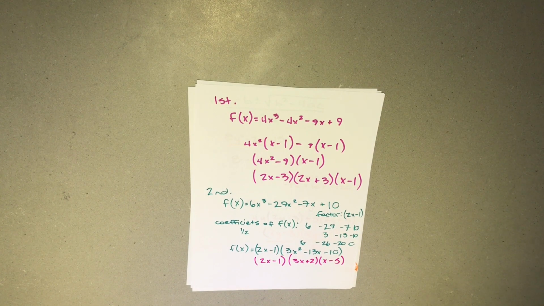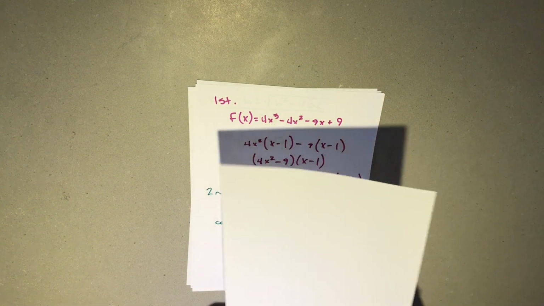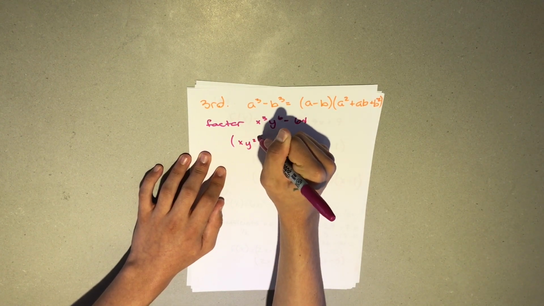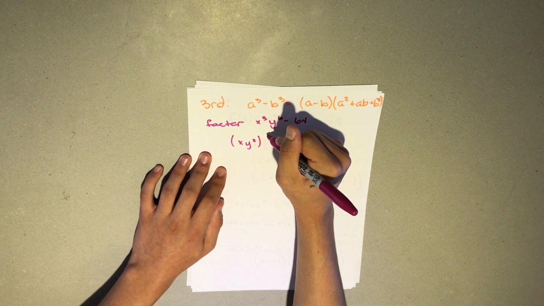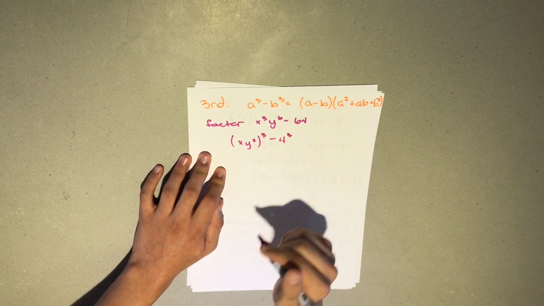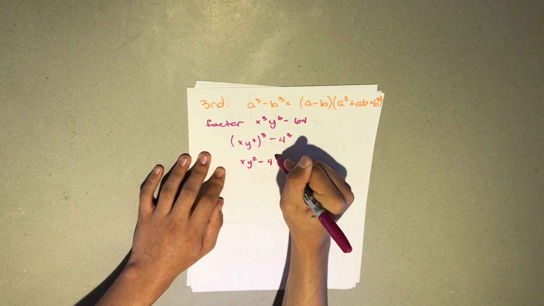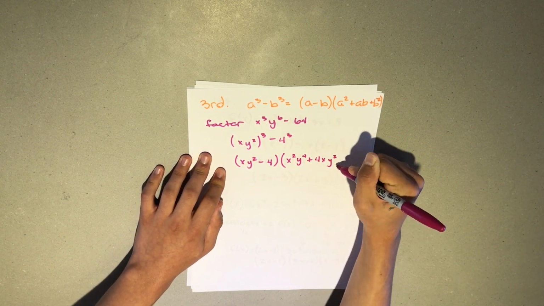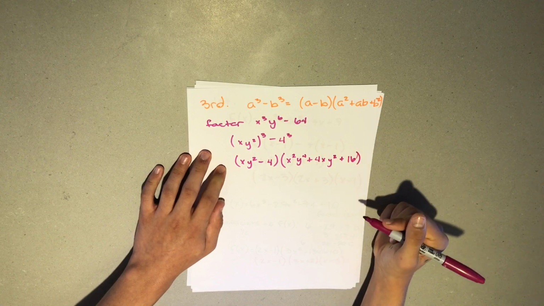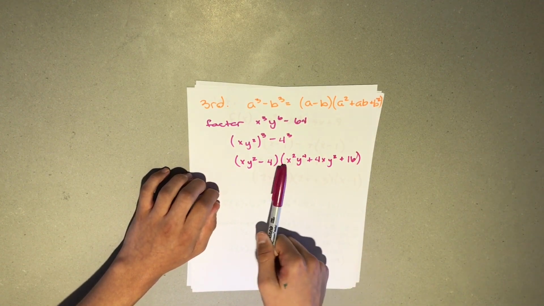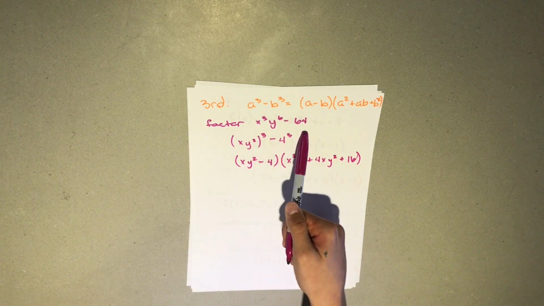So your third strategy is the difference of cubes. So that is xy squared cubed minus 4 cubed. So using that, you can use this. So that is the fully factored form of this, because this cannot be factored any further.